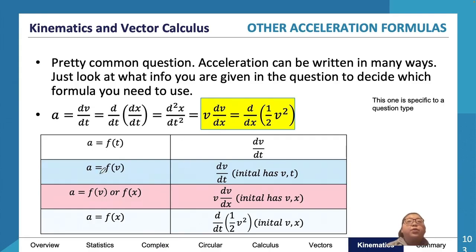But you must know when and where to use these. So if you have a equals f of t, you can just use dv dt. If you have a equals f of v, you just flip the variables to get what that is. If you have a equals f of x, what you can use is v dv dx. It's really important that you know which one you're using.